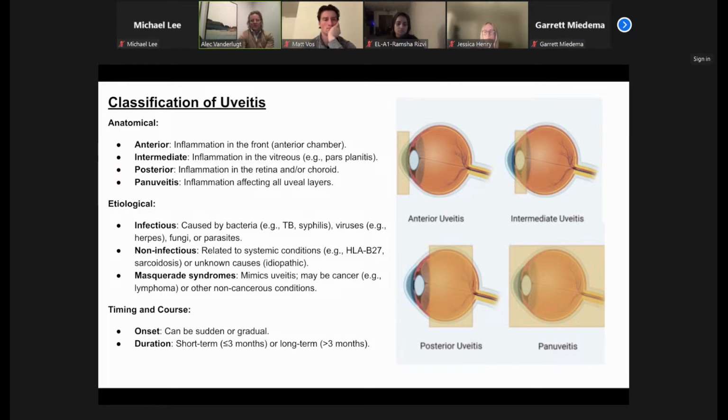So primarily, you're evaluating the anterior chamber. I would say 80% of the cases of iritis or uveitis that I see are anterior in nature. If inflammation starts to get further back in the eye, the consequences to the overall health of the eye generally increase significantly.